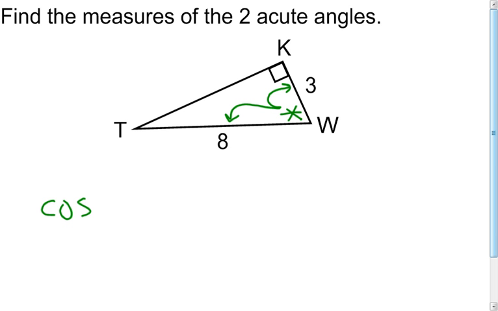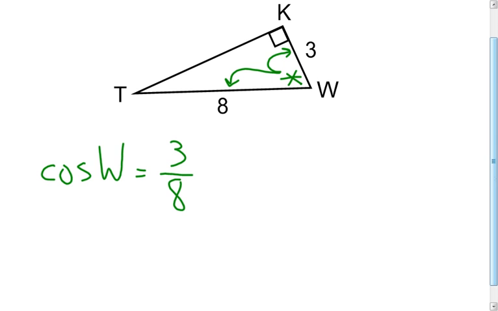So I'm going to do the cosine of, and now this is always an angle. I don't know that, so I use my variable of W. Cosine, remember, is adjacent, which in this one is 3, over hypotenuse, which is 8. Now I can use my calculator. I'm going to take the inverse cosine of both sides. If I do that, it's going to tell me that W equals the inverse cosine of 3/8.